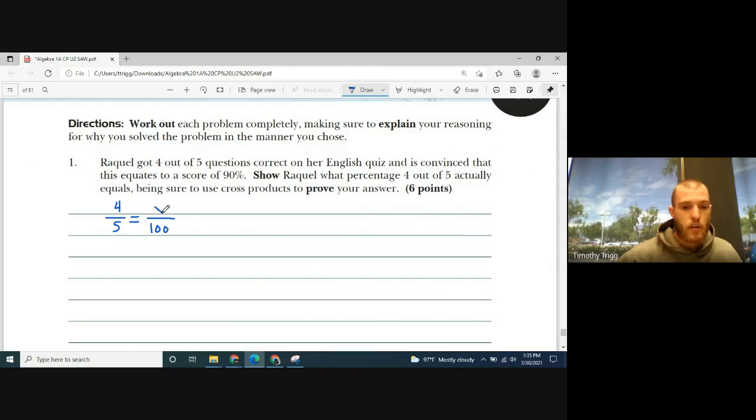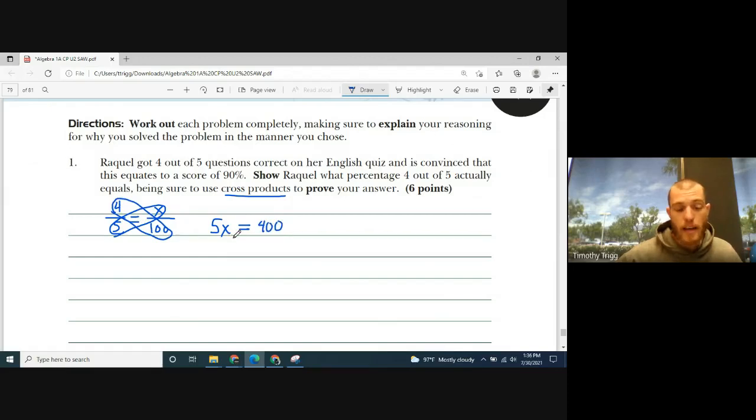So if we go ahead and use a cross product when we're trying to find x here, we can find x in this proportion, and that'll tell us Raquel's percentage. So how do we solve for x here? Well, one way we can do is cross multiplying. It says use cross products, right? So when you have a proportion like this, meaning two fractions equal to each other, you can cross multiply to find the value of a missing part of it. So in this case, 5 times x, that's 5x, equals, and then cross product the other way, 4 times 100, that's 400.